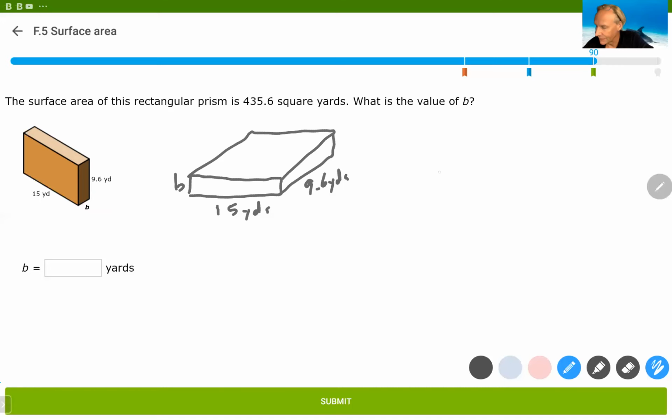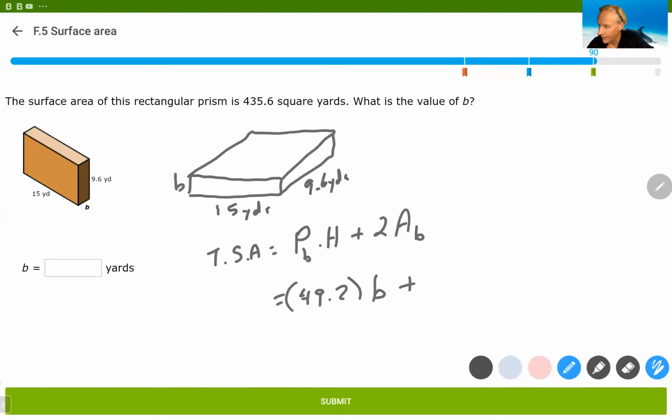Now the reason this is easier is because when I write my total surface area, it's equal to the perimeter of the base times the height plus 2 times the area of the base. So the perimeter of my base is 15 plus 9.6 times 2. So 49.2 is the perimeter of my base. 49.2 is the perimeter around the bottom. The height is that little b. And the area of the base is 15 times 9.6. 144.